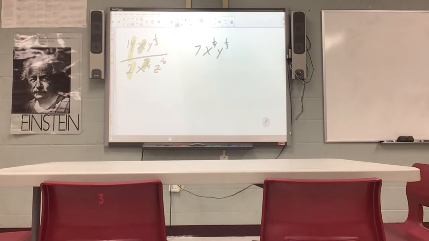Uh-oh, I haven't messed with this z to the -6 on the bottom yet. But there's nothing to divide it with, but I can't leave a negative exponent. So what's it going to do? Would we put it up top? Very good. Usually we say put it on bottom and make it positive, but if it's already on bottom, you put it on top and make it positive. So that's your final answer.